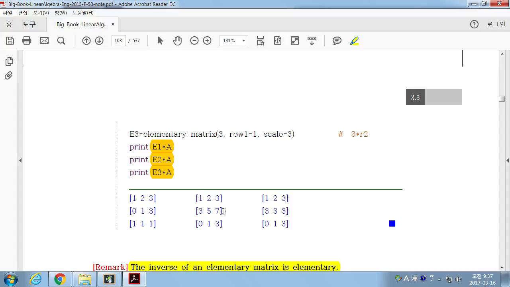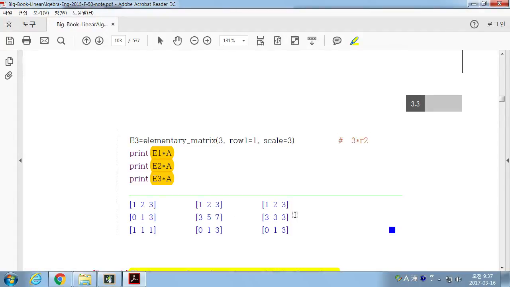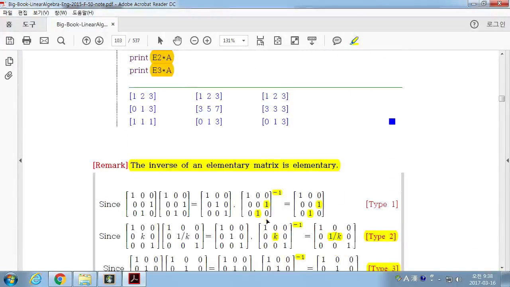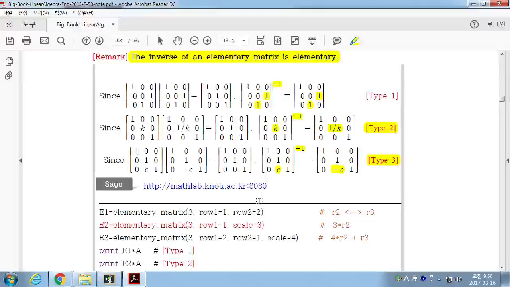Rotation and scalar multiple and the third type: first, second, and third type elementary row operations. Okay. Now, next, inverse. What is the inverse of an elementary matrix?